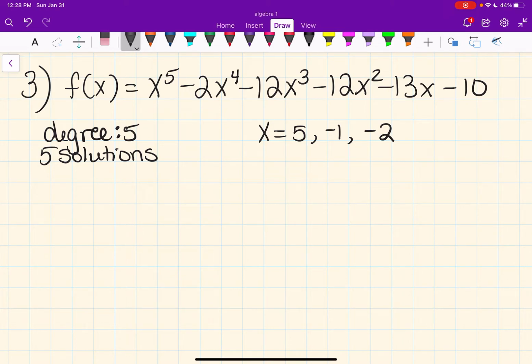Okay? So let's do this. Let's start with one of them. I'm going to start with 5. You could start with any of them and it would work. It doesn't matter which solution you start with. That's just what I started with in my notes, so I want to keep to it. We make sure we go 5, 4, 3, 2, 1. I'm looking at the exponents on my x's. No placeholders are necessary. My coefficients are 1, -2, -12, -12, -13, and -10.